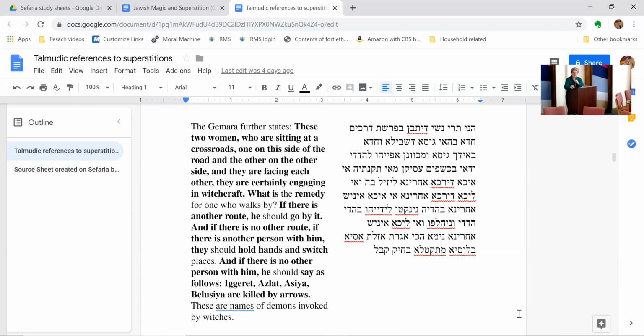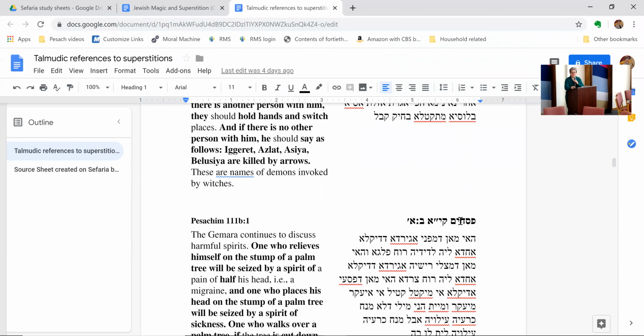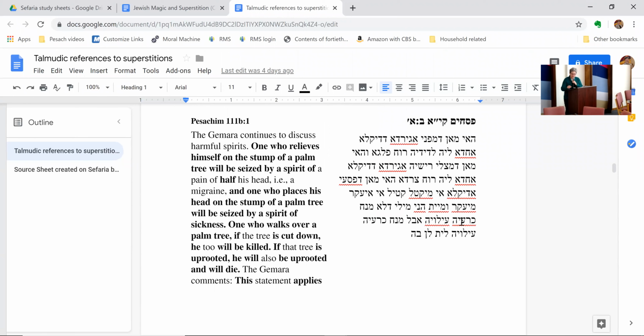So the one after, as I said, I was so fascinated, but I didn't want to give you six pages of this. But this is just an example of the level of depth they get into when they're talking about these particular superstitious practices. The Gemara continues to discuss harmful spirits. One who relieves himself on the stump of a palm tree will be seized by a spirit of a pain of half his head, what we might call a migraine. And one who places his head on the stump of a palm tree will be seized by a spirit of sickness. One who walks over a palm tree, if the tree is cut down, he too will be killed. If that tree is uprooted, he will also be uprooted and will die.